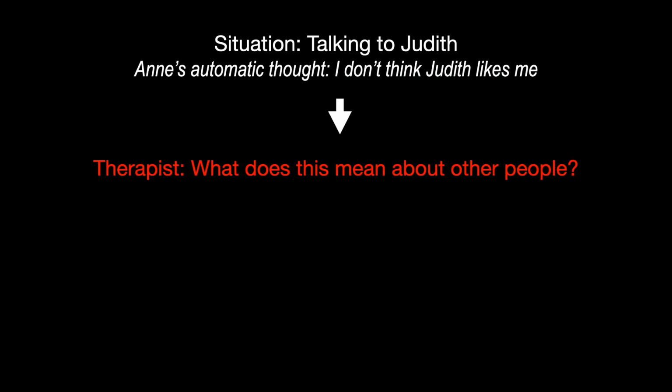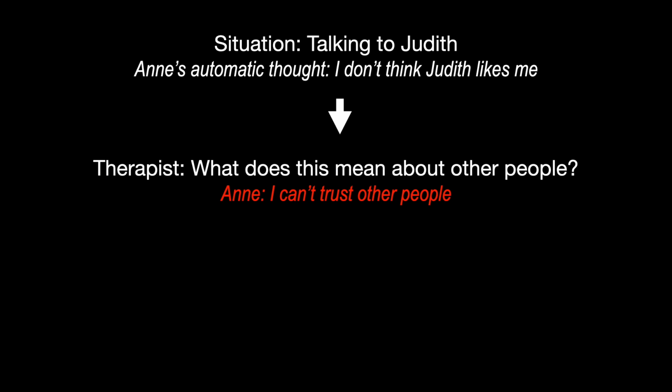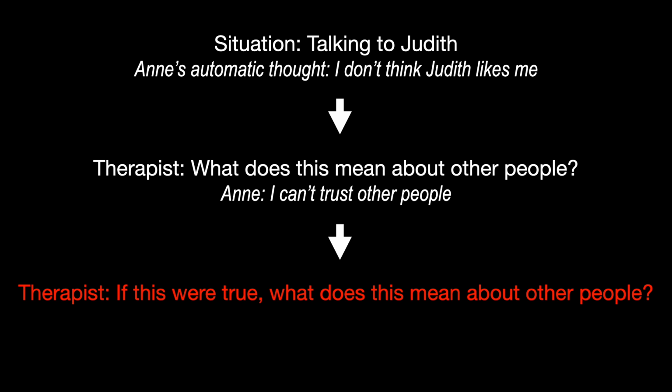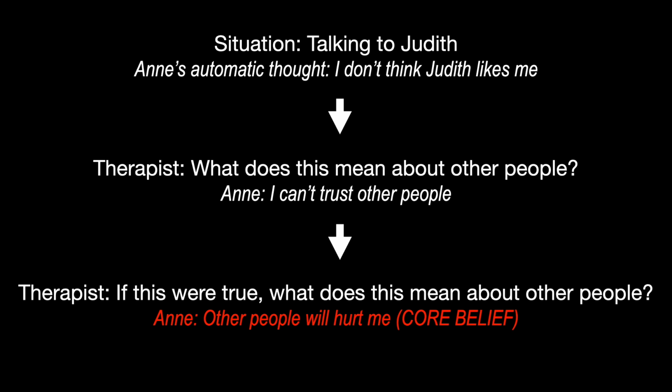You can use the same downward arrow technique to uncover the client's core beliefs about other people. You simply ask the question, "If this is true, what does this mean or say about other people?" So using Anne as our example again, situation: talking to Judith, with the initial thought, "I don't think Judith likes me." We ask the client, "What does this mean about other people?" We uncover a second layer: "I can't trust other people." We ask, "If this were true, what does this mean about other people?" And uncover another layer: "Other people will hurt me."